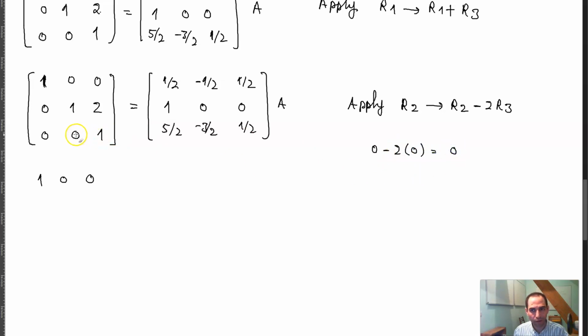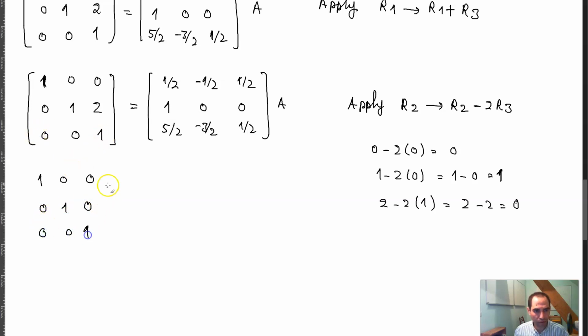Then you have 1 minus 2 times 0, which is equal to 1 minus 0, which is equal to 1. And then you have basically 2 minus 2 times 1, which is equal to 2 minus 2 is equal to 0. So R2 here becomes 0, 1, 0. And here you have 0, 0, 1.